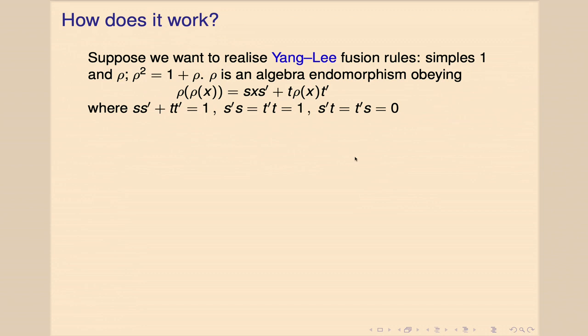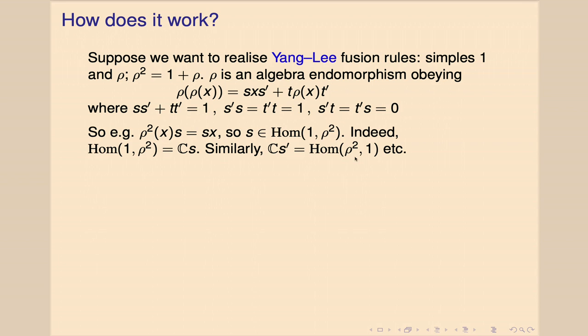Okay, now this is how we use this to try to find how to construct fusion categories. This is what I mean by ad hoc methods. I'm not trying to impress you with the sophistication of these methods. So let's just see what this means.